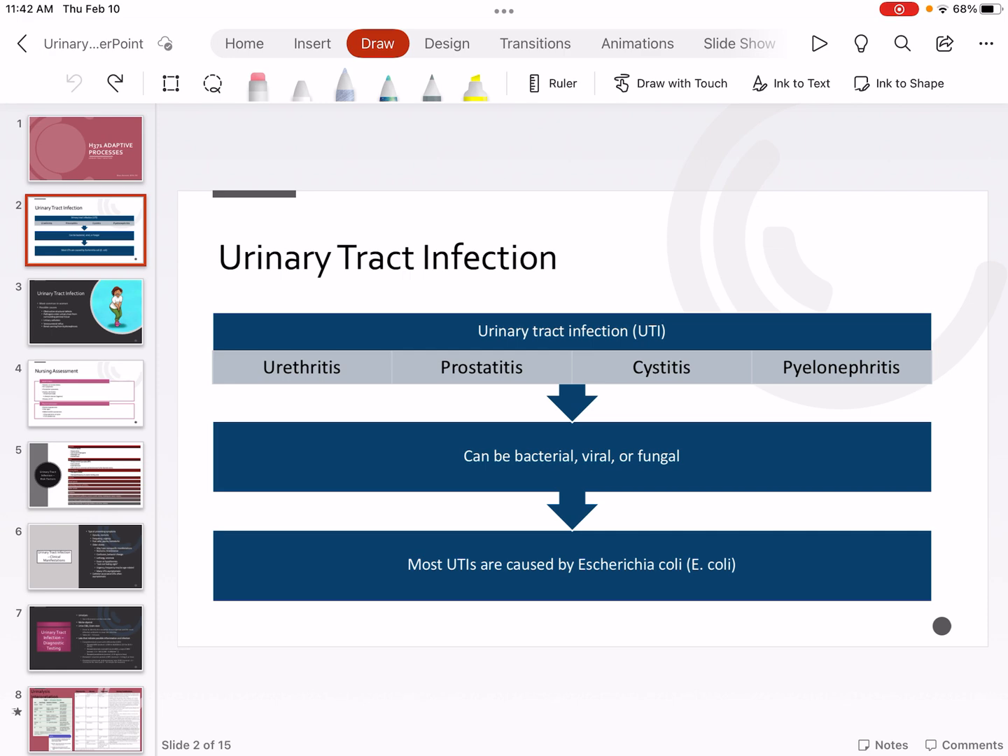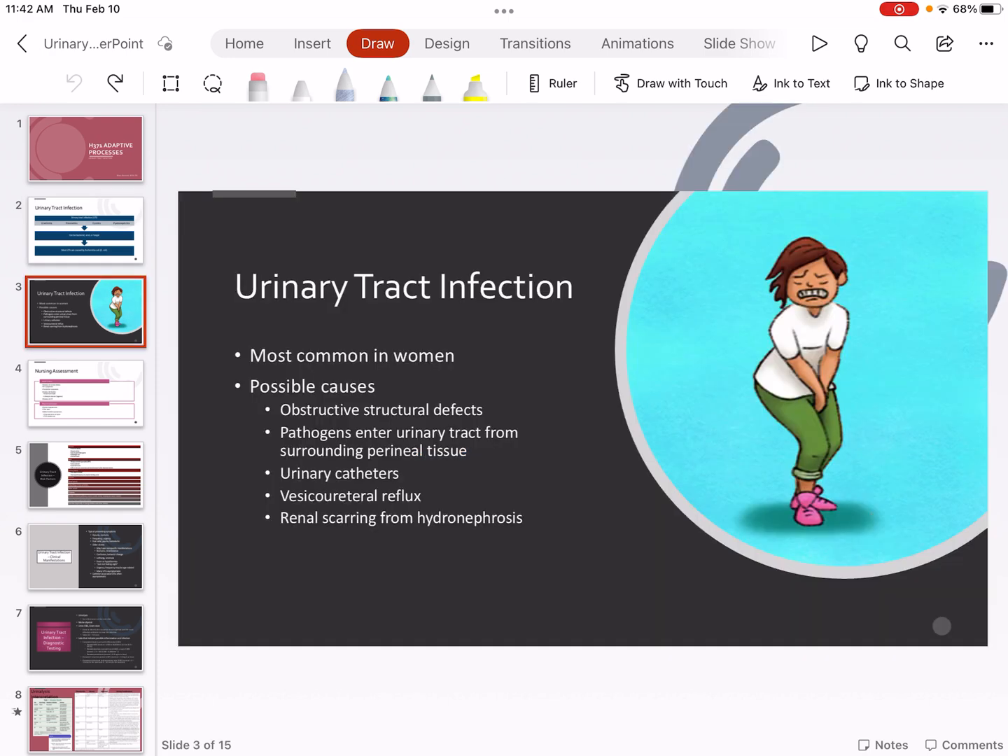So urinary tract infections are more common in women, and that is because women have a shorter urethra, and the urethra is located close to the anus. So the colonization of bacteria coming from the GI tract can easily get into the urinary tract of women. Other possible causes would be related to defects that can cause obstructions structurally within the urinary tract.